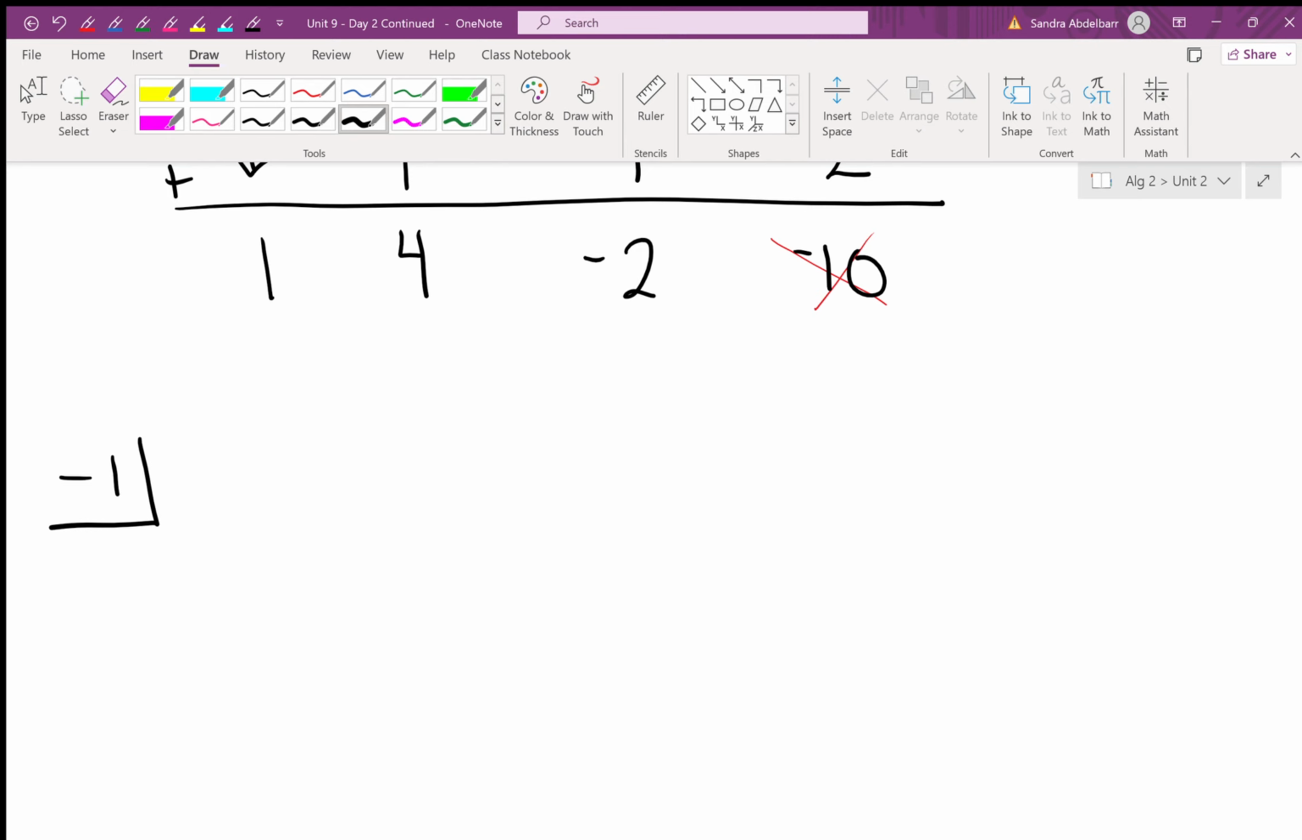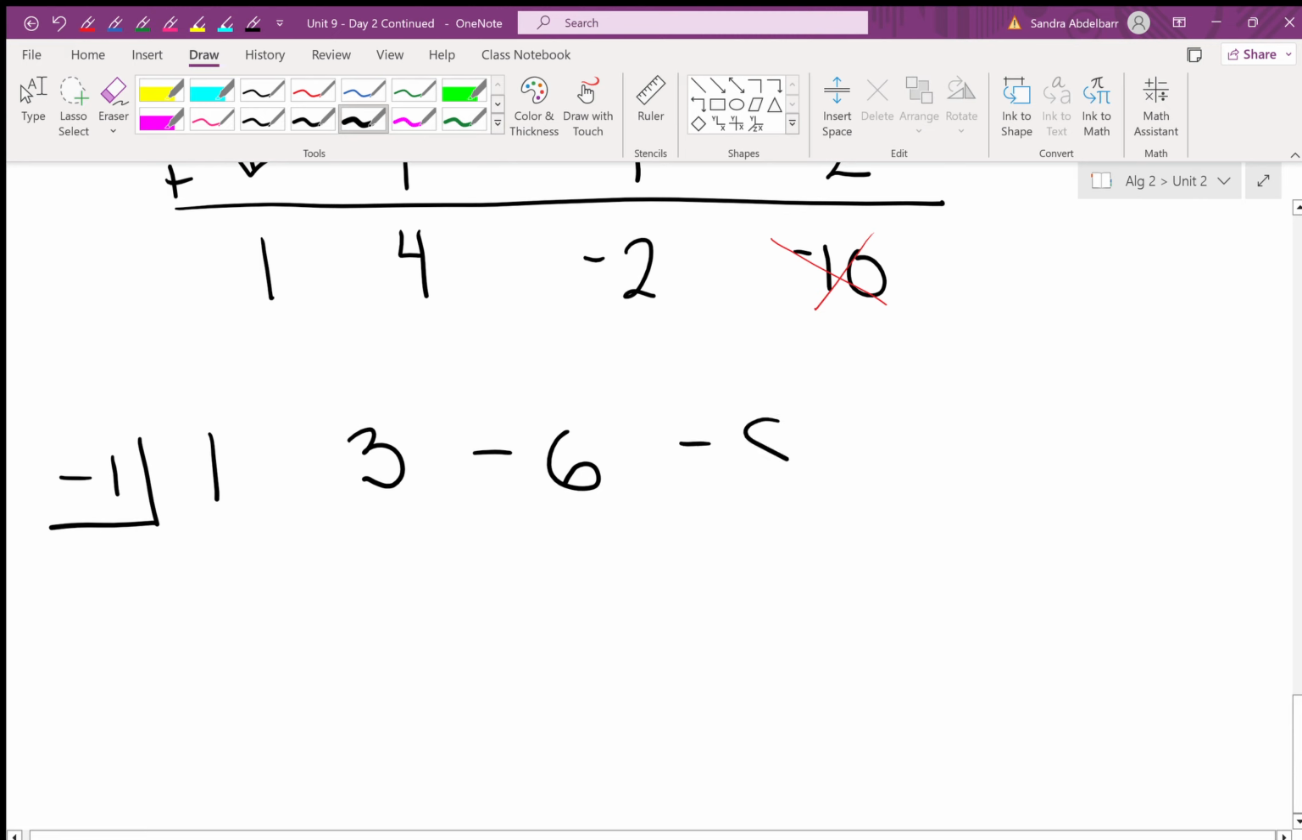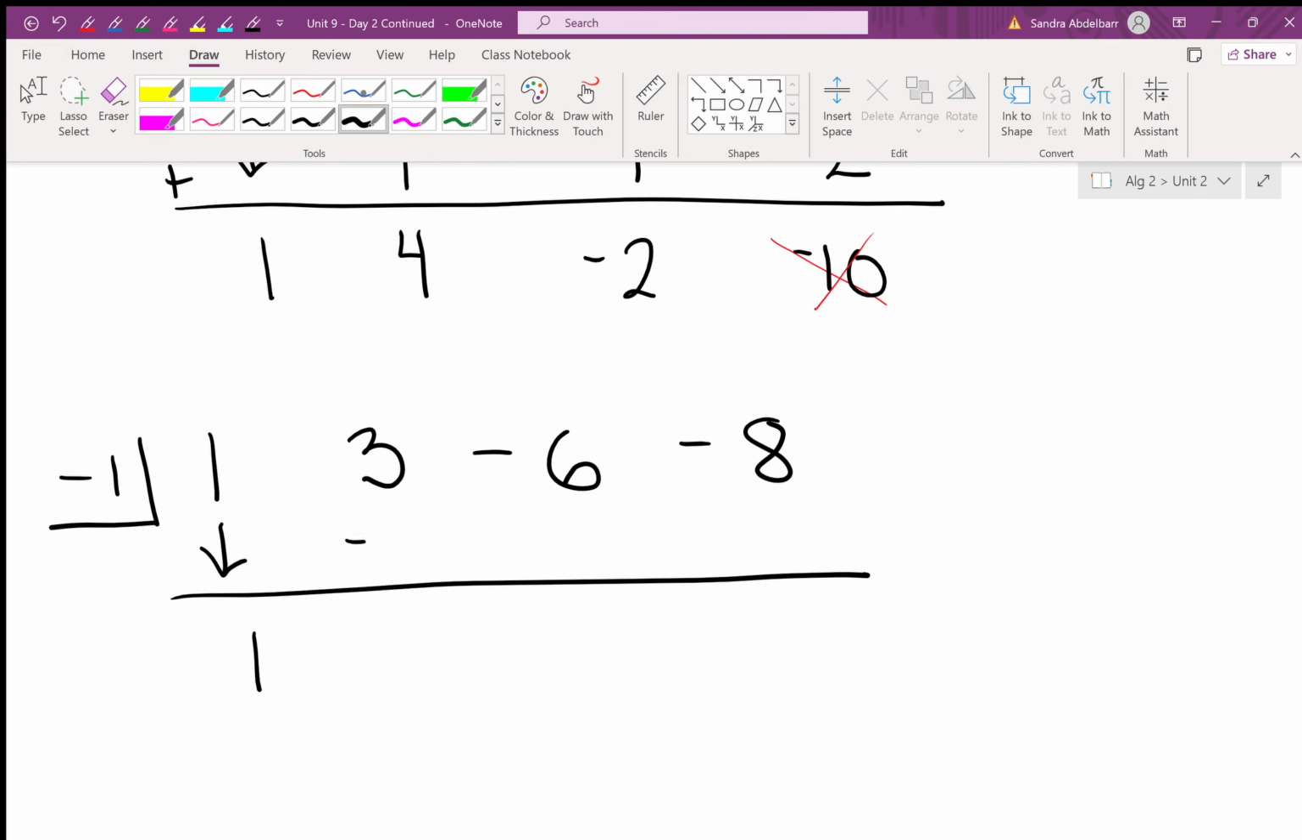So now let's check -1. Again, we're at 1, 3, -6, -8. Bring down the 1. 1 times -1 is -1. 3 plus -1 is 2. 2 times -1 is -2. -6 plus -2 is -8. -8 times -1 is 8. -8 plus 8 is 0. Does this work? Yes, because the last column is 0, that means it went in evenly.